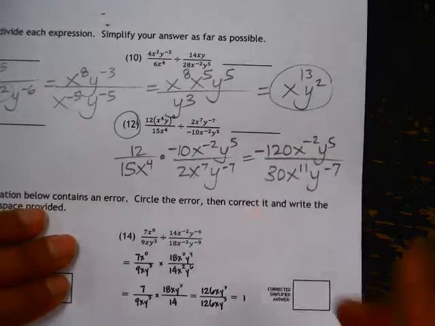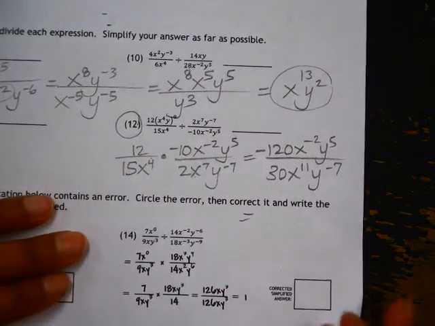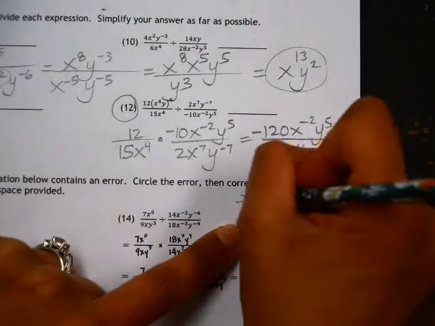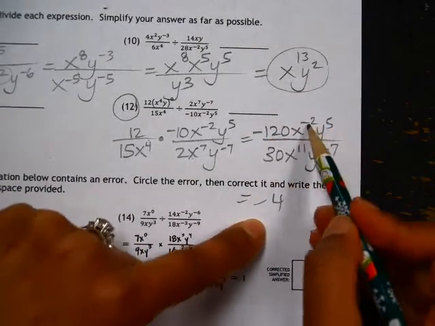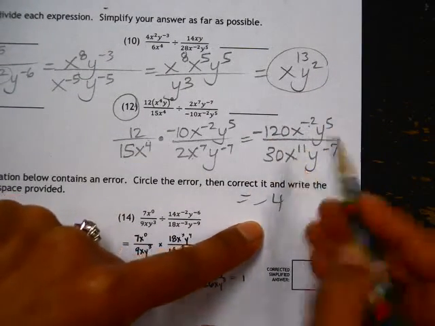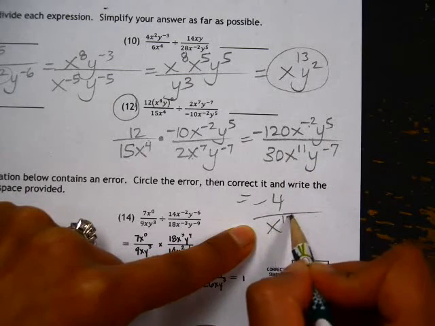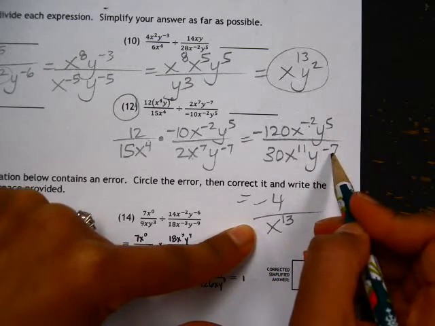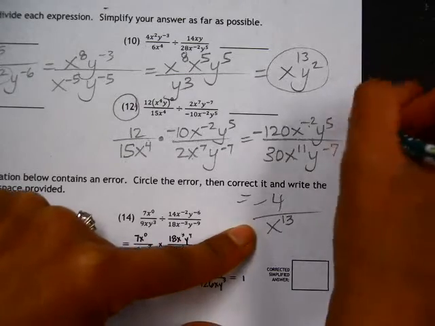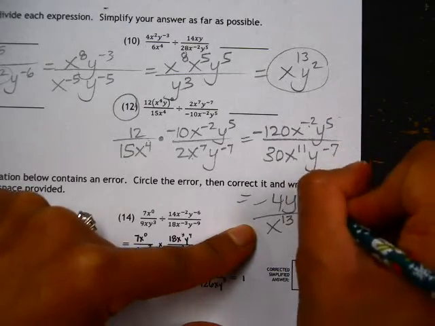So if we simplify that, negative 120 divided by 30 is negative 4. If we move the x to the negative 2 to the bottom, that's going to become x to the 13th. If we move the y to the negative 7th to the top, 5 plus 7, that'll become y to the positive 12.